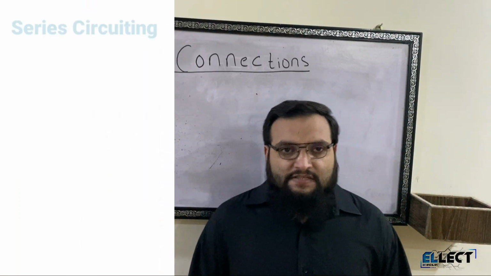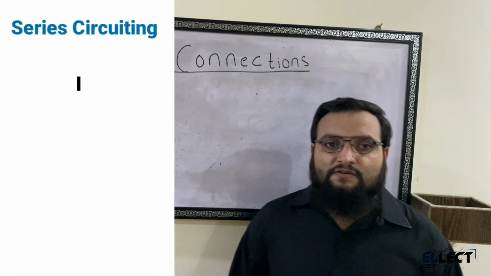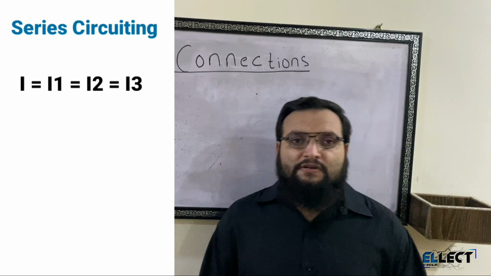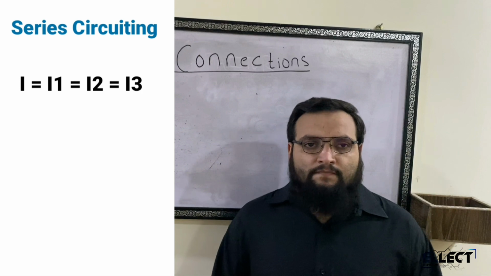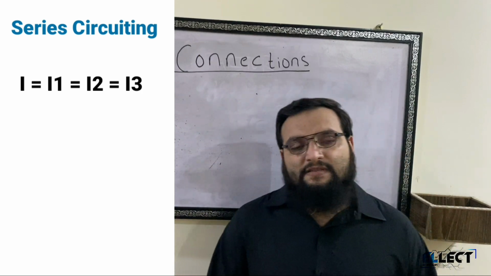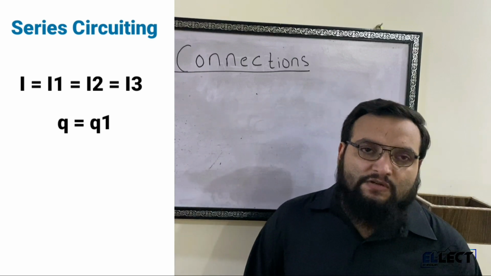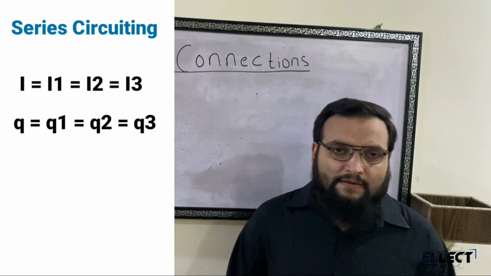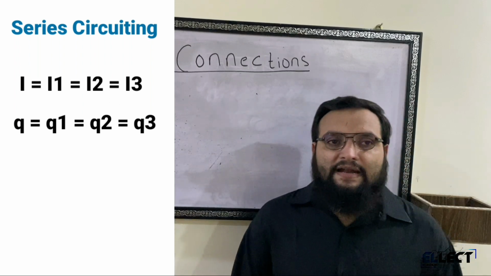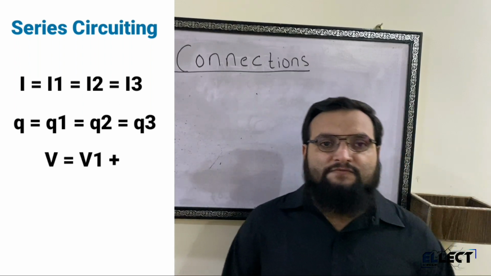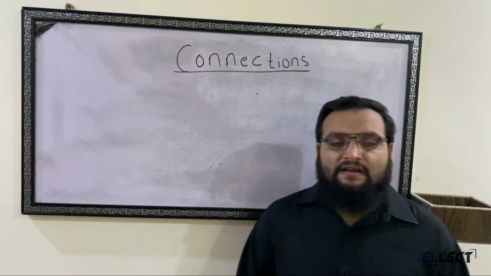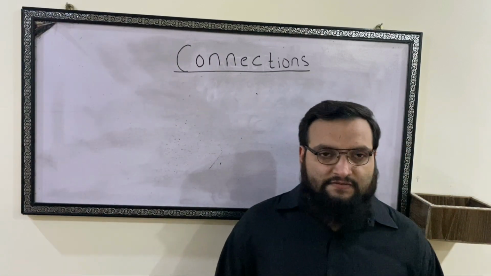The current across the series circuit is the same, that is I is equal to I1 is equal to I2 is equal to I3. The charge across capacitors connected in series will be the same, that is Q is equal to Q1 is equal to Q2 is equal to Q3, while the voltages across the series circuit add up, that is V is equal to V1 plus V2 plus V3 in volts, as there are three capacitors connected in series.